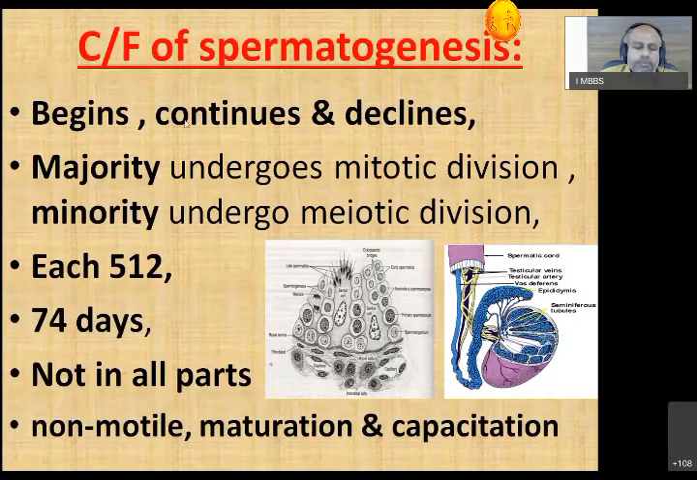Before going towards the process of spermatogenesis, we'll see certain salient, characteristic features of spermatogenesis. It begins at puberty, suppose at the age of 14 years in boys, and continues throughout life. Up to about 80 years of age, if the person remains alive, the rate of spermatogenesis declines. The secretion of testosterone declines, and after the age of near about 60 years, spermatogenesis declines.